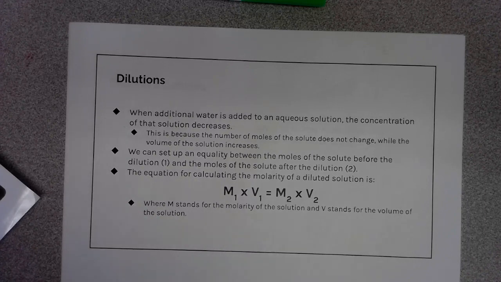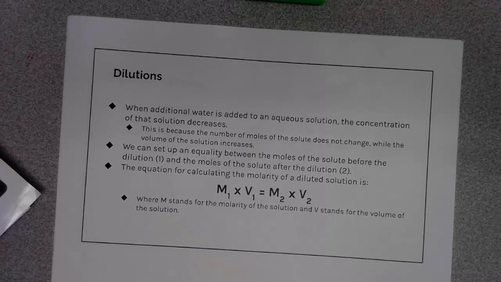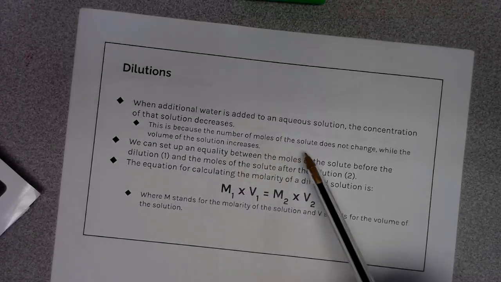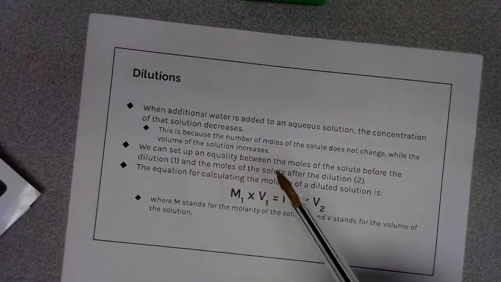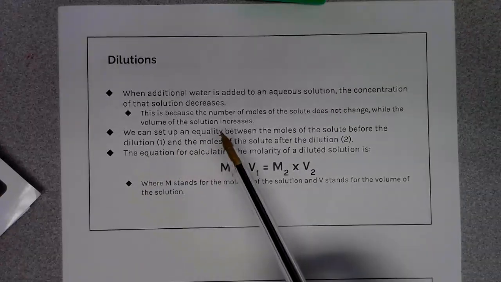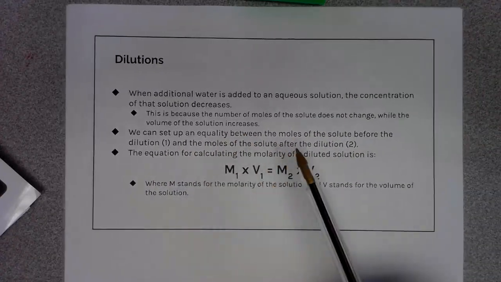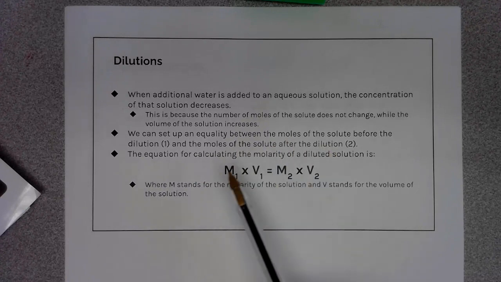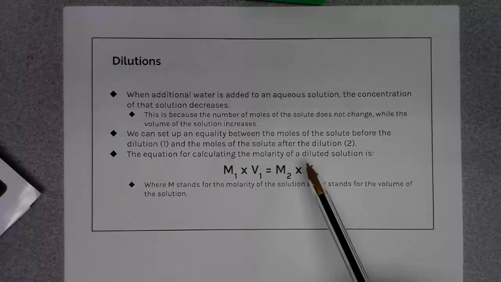When additional water is added to an aqueous solution, the concentration of the solution decreases. Well, that makes sense. This is because the number of moles of solute does not change while the volume does change. So we can set up the equality between the moles of the solute before the dilution and the moles of the solute after the dilution. So this is initial, this is final, and this is your calculation.